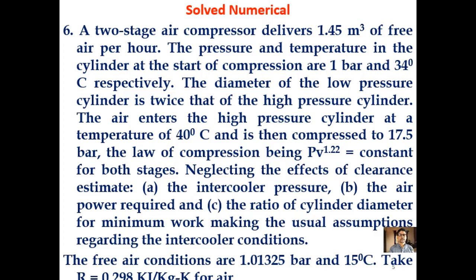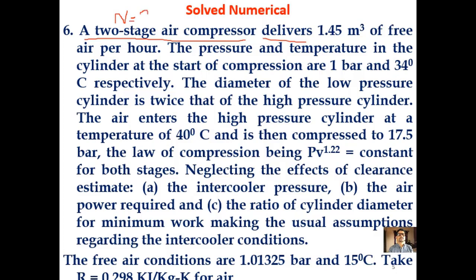The free air conditions are 1.0135 bar pressure and 15 degrees Celsius, that is temperature. You are supposed to take R as 0.298 kilojoules per kg per Kelvin for air. So it is a two-stage air compressor. It's very important. You have to note everything. While noting the given data, this number of stages also you have to note. So capital N, that is the number of stages, is 2.